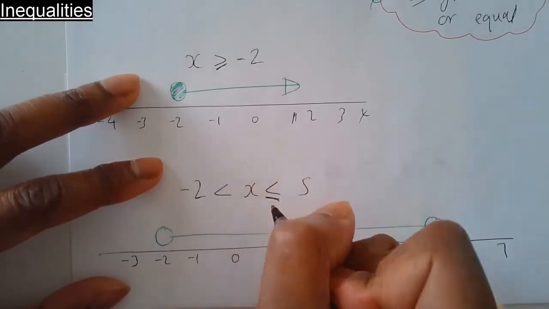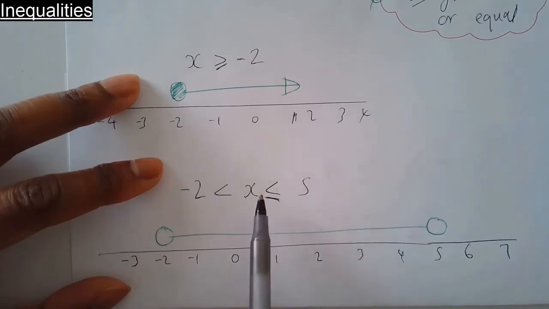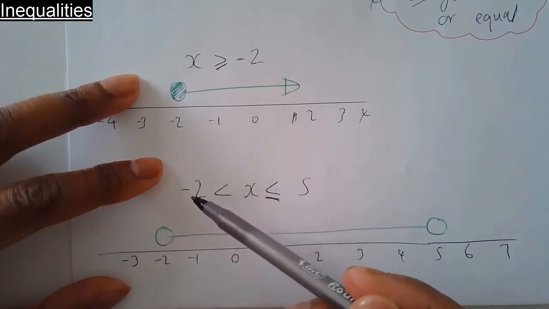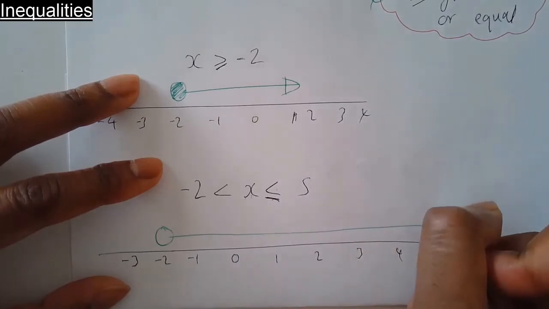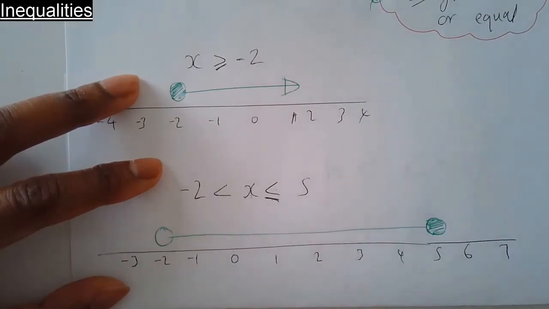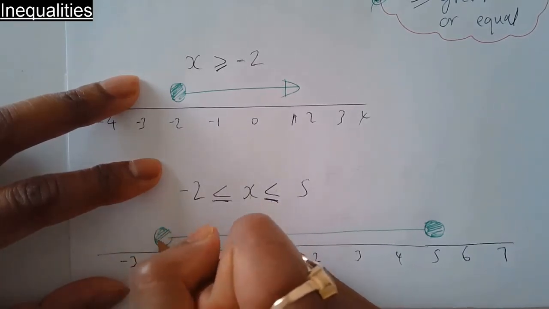If you've got this, that's interpreted as x less than or equal to 5, but x has to be bigger than -2. And because of that symbol there, that's going to be filled in. And likewise, if this had this symbol here, that'd be filled in as well.